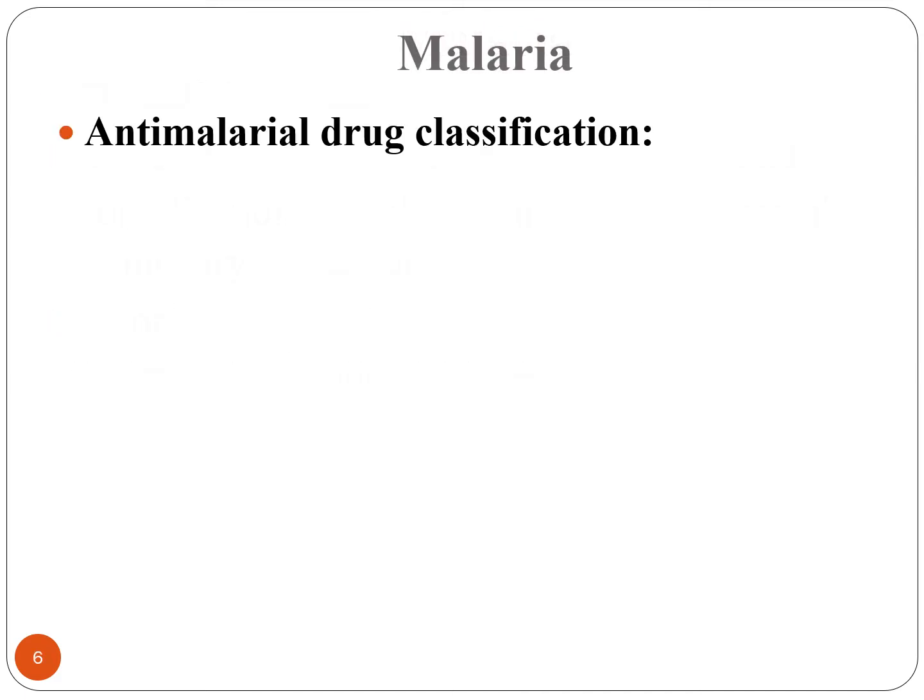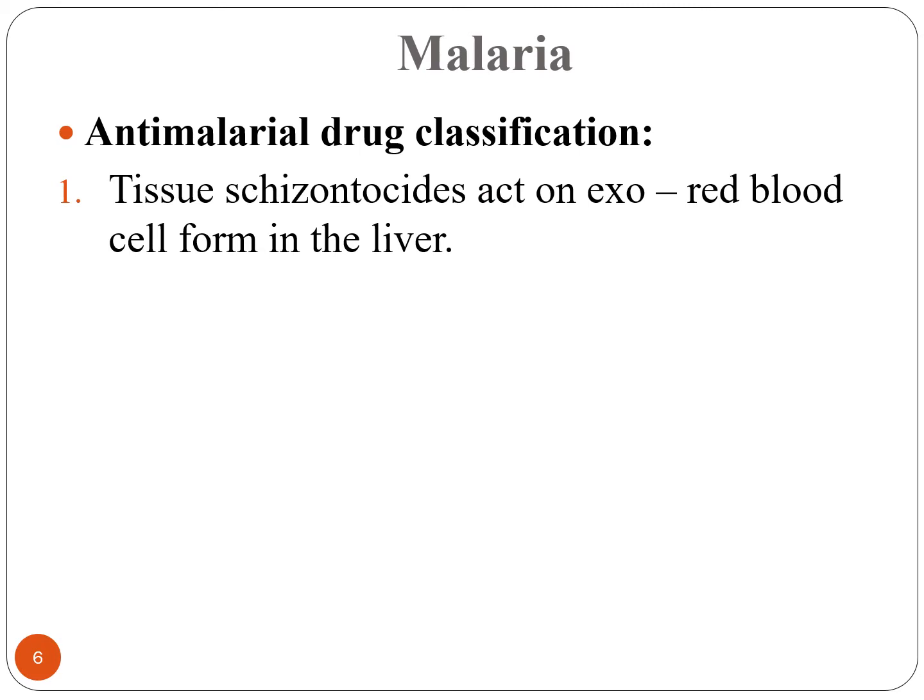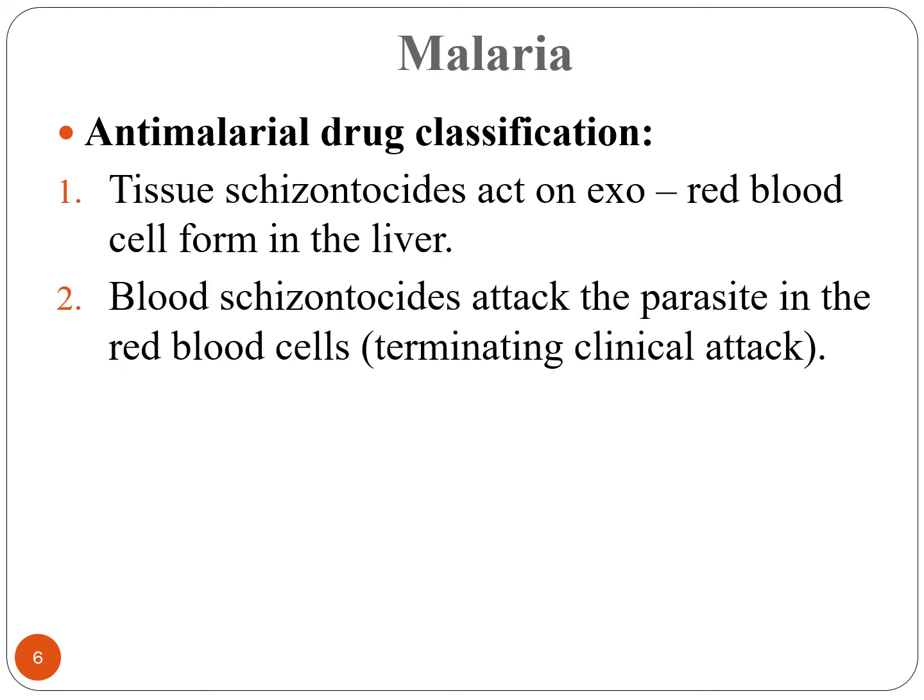Antimalarial drugs can be classified into the following. First, tissue schizonticides, which act on the exoerythrocytic forms in the liver. They act on the liver forms of the parasite. And we have blood schizonticides, which attack the parasite in the red blood cell, so they terminate the clinical features such as the fever and other malaria symptoms, because these symptoms occur due to the presence of the parasite in the RBCs.